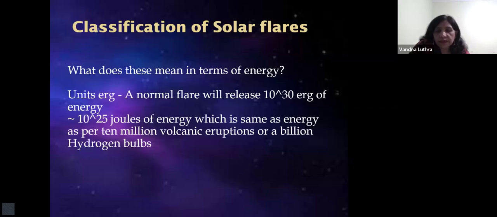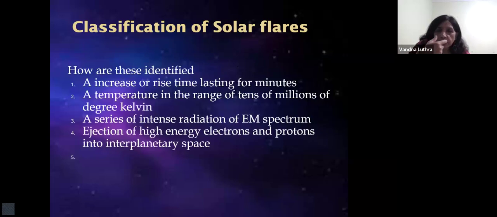So that is why monitoring these is going to be a very important thing, and the space weather predictions are done based on the intensity of these flares, which are measured by different devices. So when we talk about the classification of solar flares, it would mean that these are identified. There is a rise time, which may last for minutes, and a temperature in the range of tens of millions of degrees Kelvin.